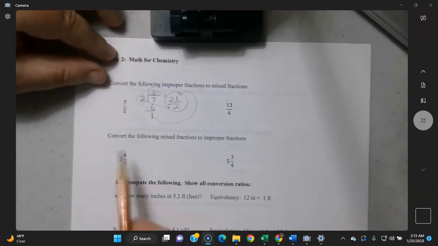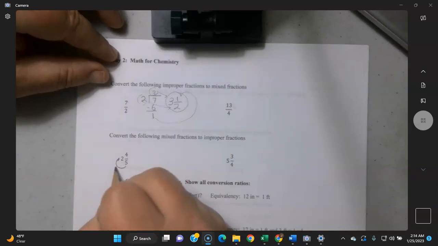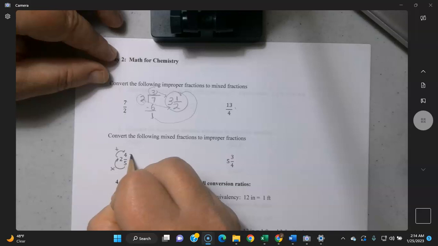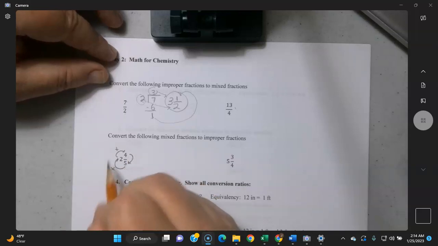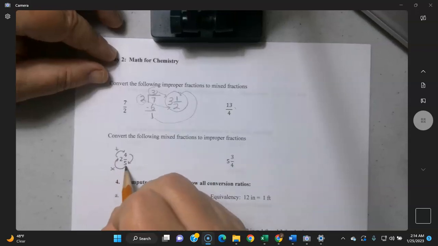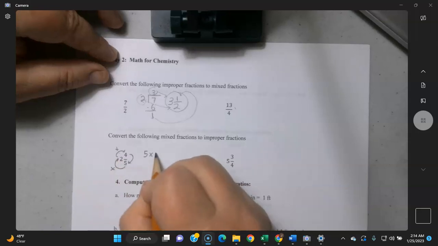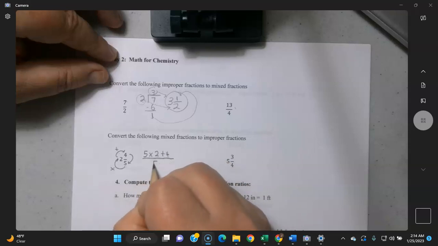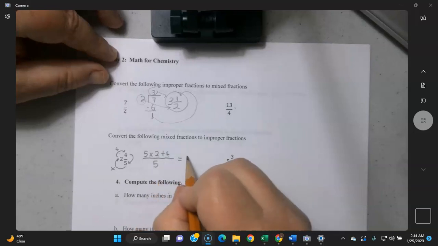Now we're going in the other direction. This is the around the world method. So you multiply the 5 and the 2. Whatever you get there, you add that to the 4. And then you place all of that over this 5 here. So you go all the way around the world there. So let's do that. 5 times 2 plus 4, all of that over 5. 5 times 2 is 10 plus 4 is 14 over 5.